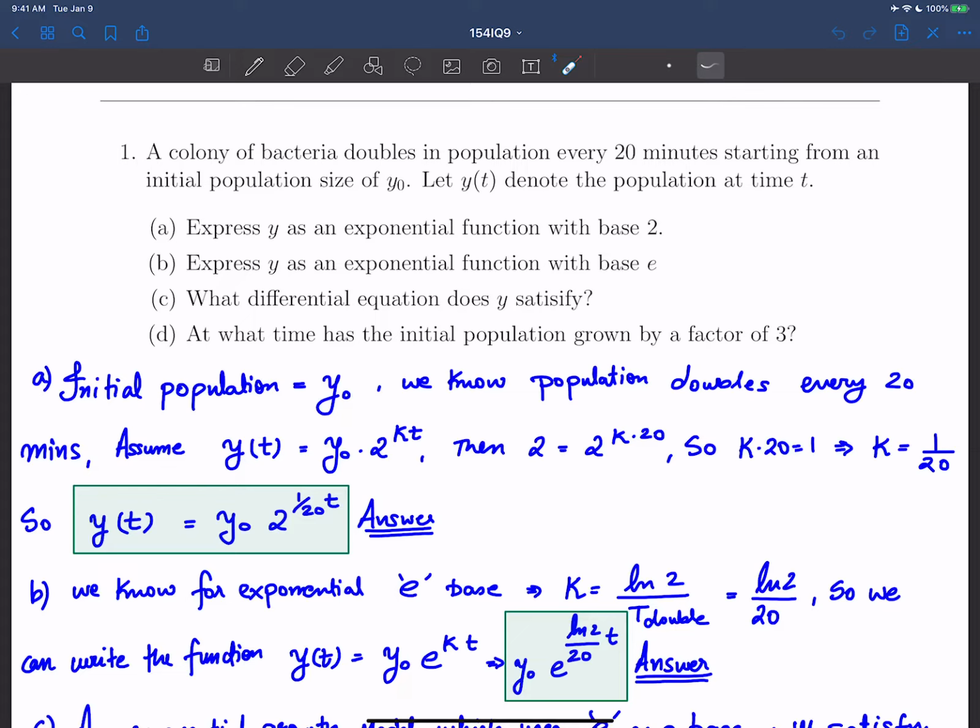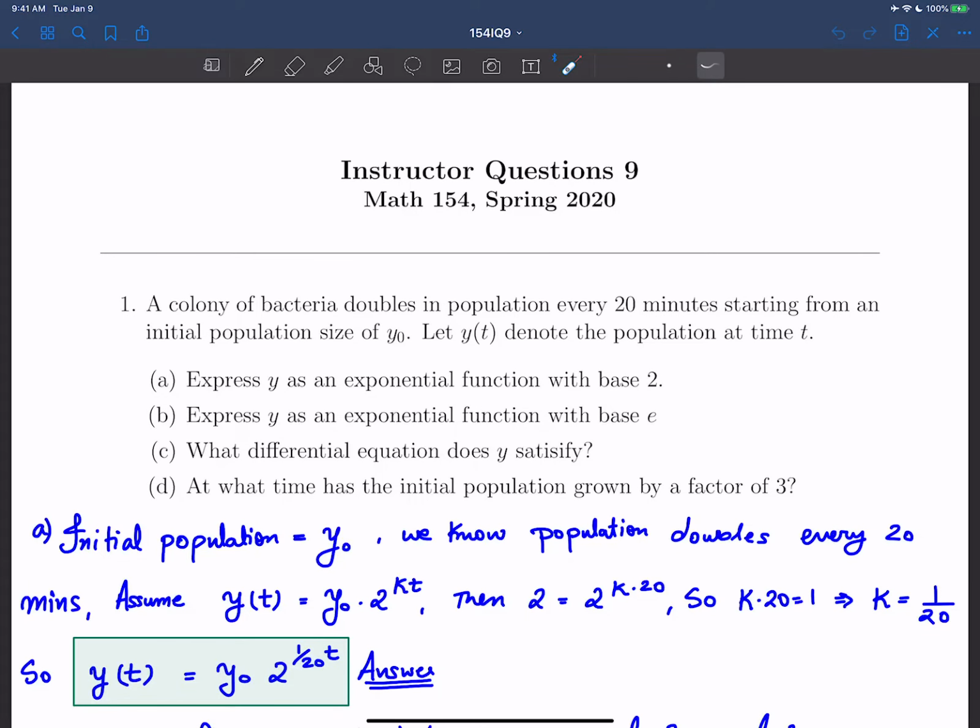Now, before we begin the C part, they're asking us what differential equation y satisfies. I can give you a brief overview here. When you're trying to find a differential equation that y satisfies, you can use any model you want. We're going to use the exponential model, but feel free to use any model because both of these are valid expressions of this. So now let's see what the differential equation is for the exponential model.